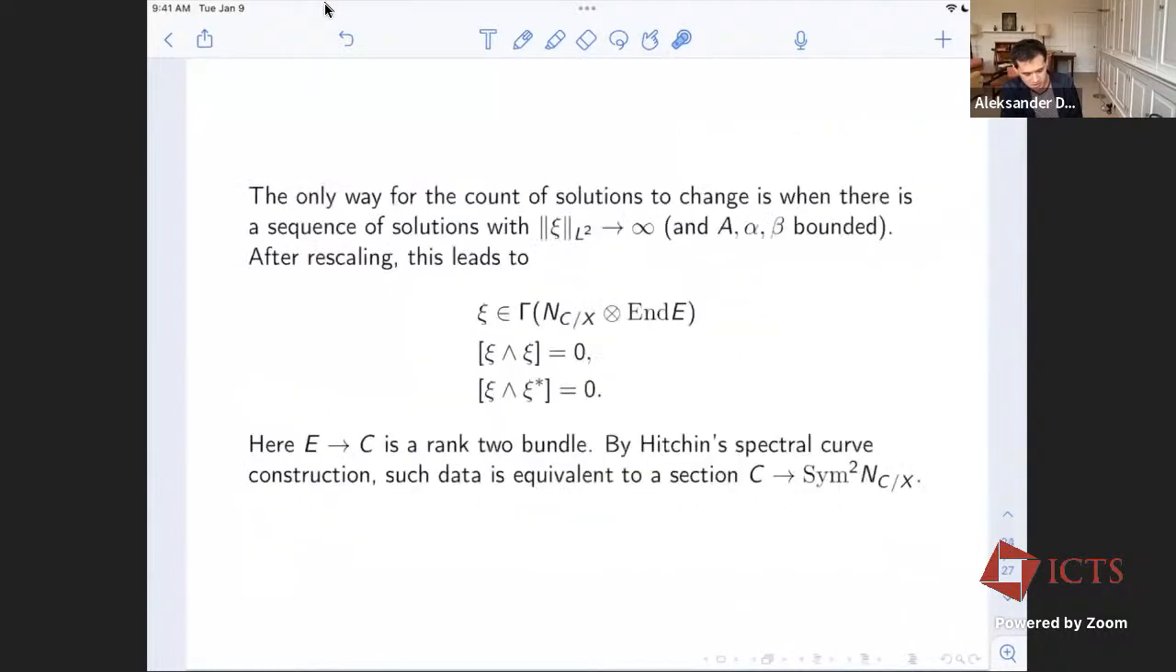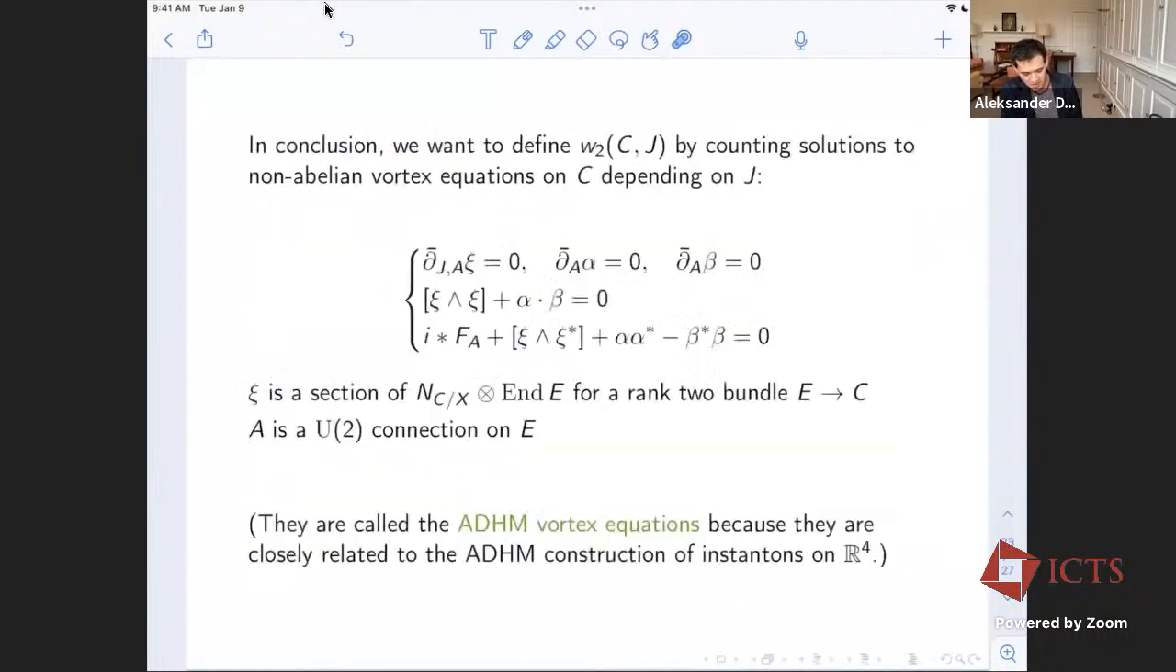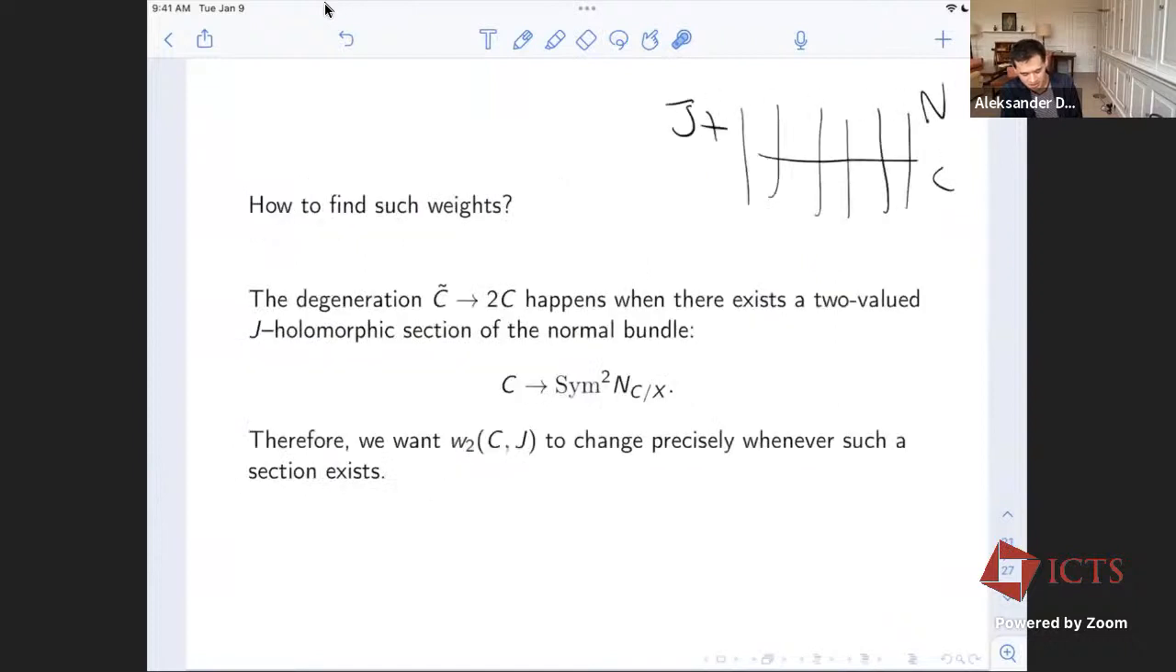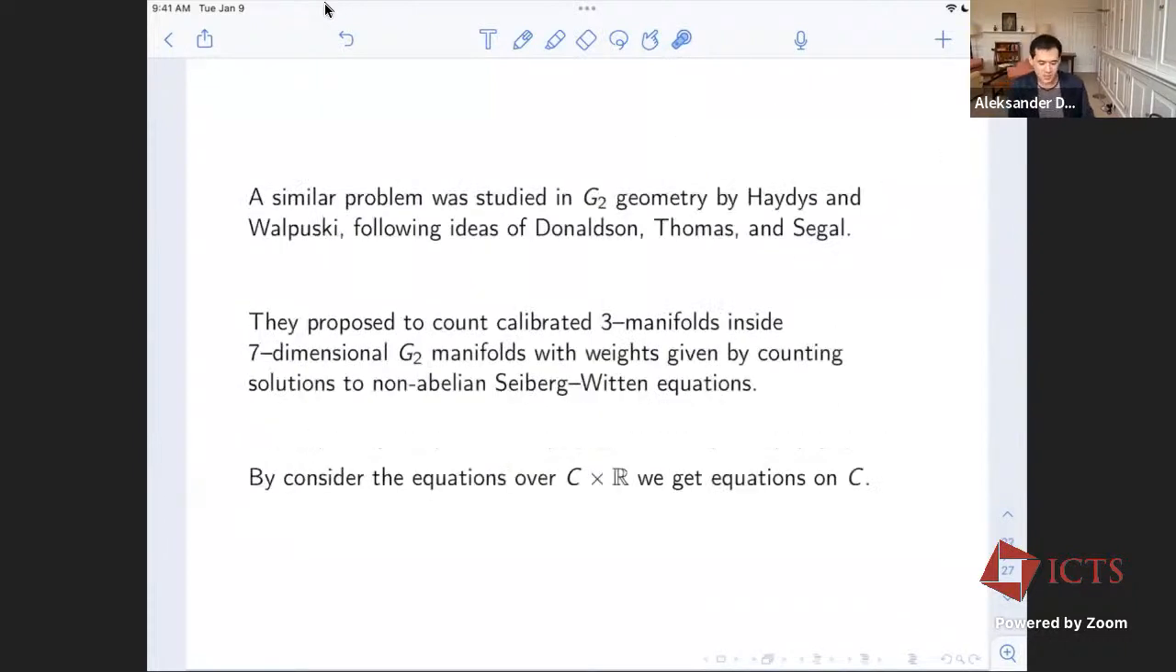So I think there was, let's see, sorry. There was one more slide. Oh yeah, here. So there is a problem of finding these weights that jump in this prescribed way. And actually what was a big inspiration for us was that there is a similar problem that was studied in G2 geometry and Spin(7) geometries with special holonomy, following all the ideas of Donaldson, Thomas, and Segal.